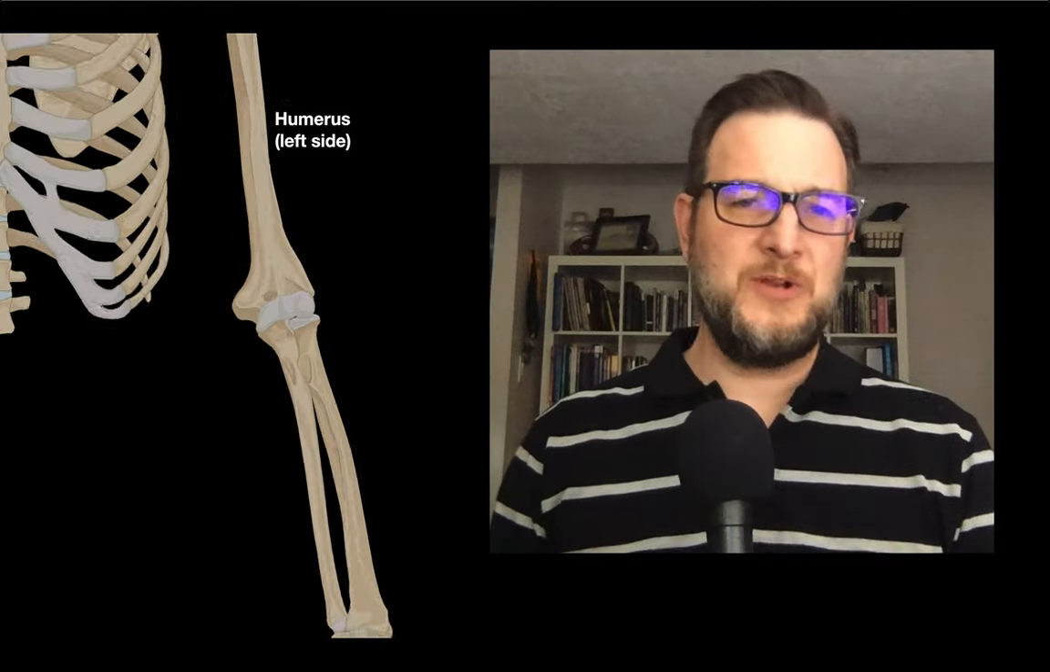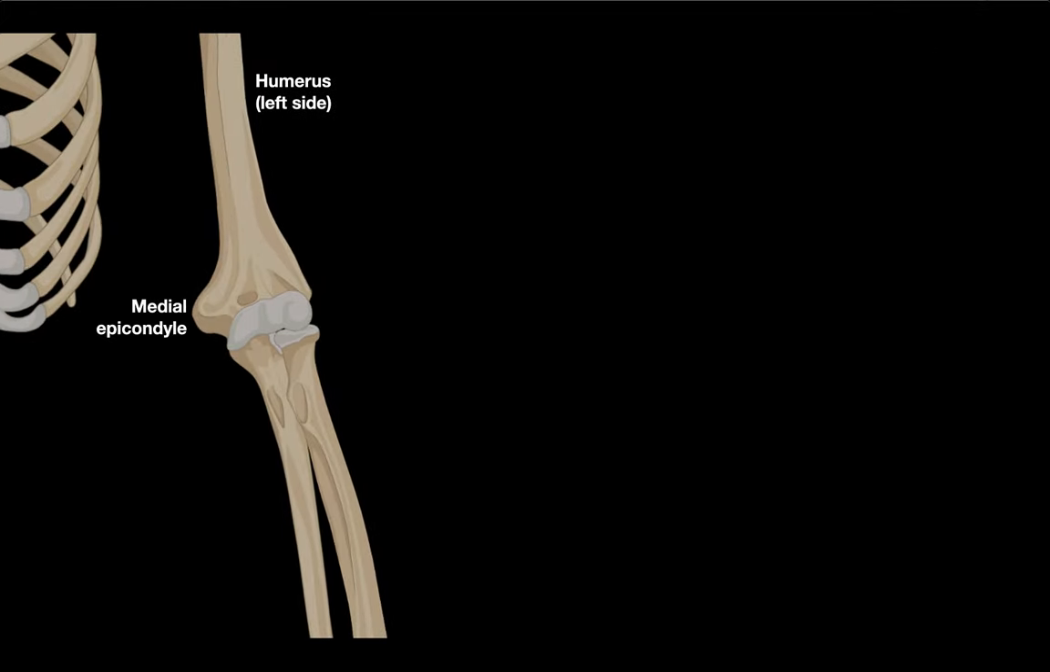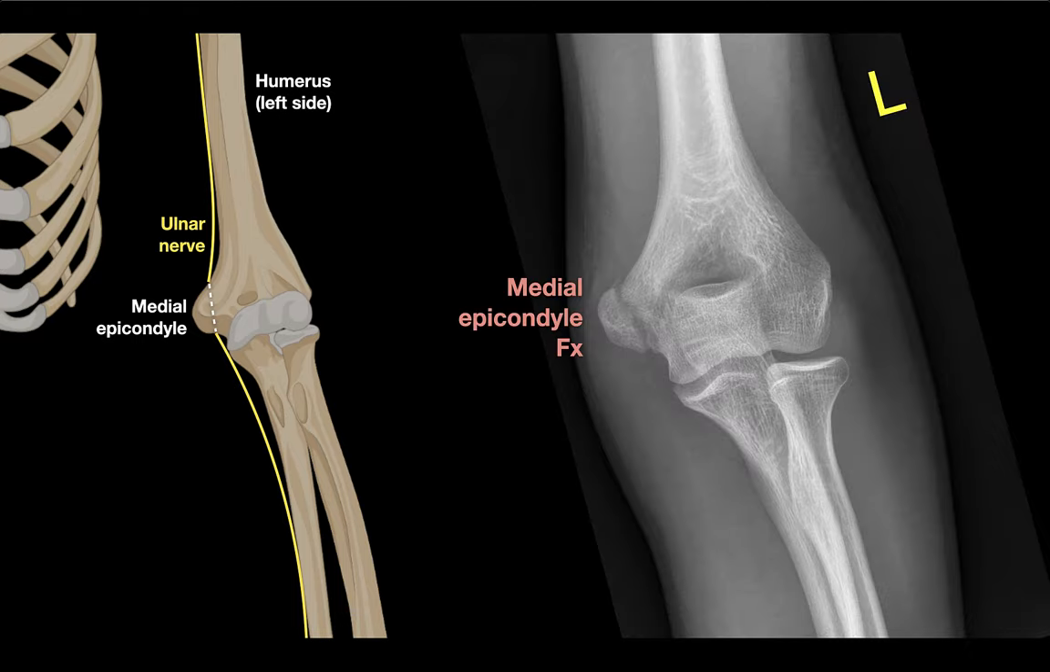So here's the humerus on the left side, and we zoom in, you see the medial epicondyle, and then there is the ulnar nerve as it courses and goes deep or behind the medial epicondyle before going down into the forearm. If you have a medial epicondyle fracture, as shown right here, then you could disrupt or stretch or hurt the ulnar collateral ligament, but also the ulnar nerve as it courses behind there.